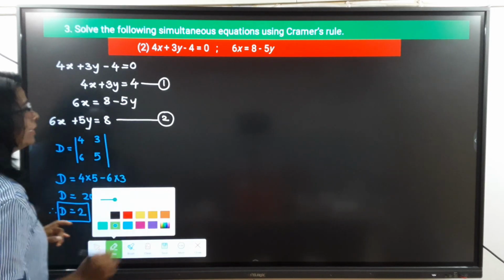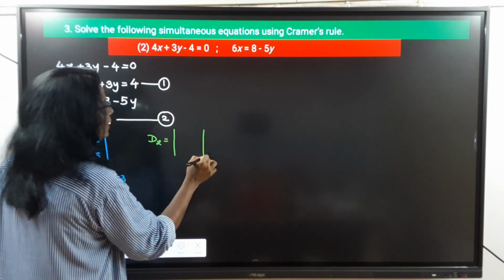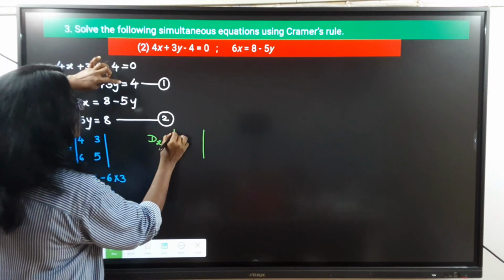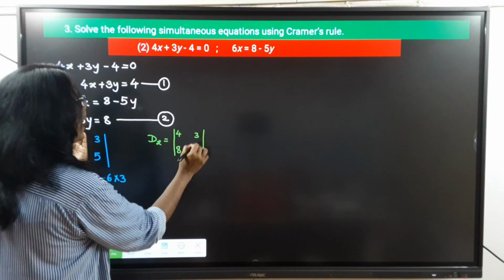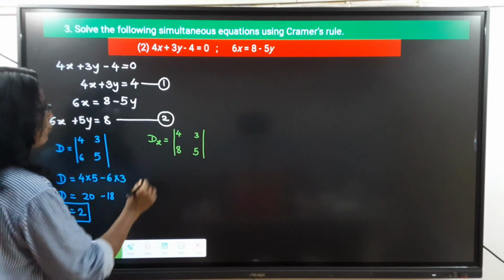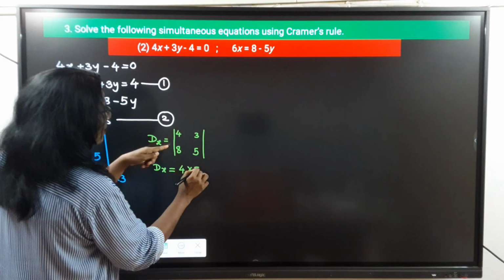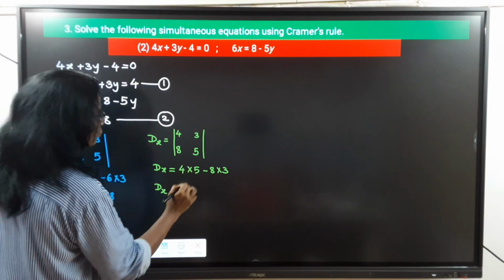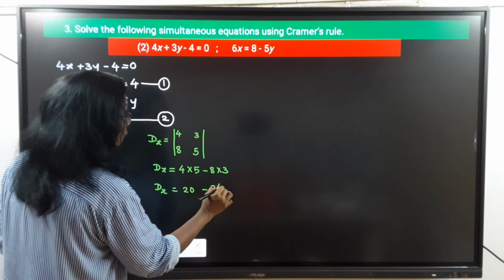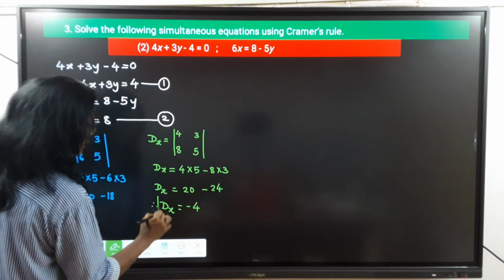Then next, we have to arrange D of x. The arrangement of D of x is that in the first column write down the constants, 4, 8. And then write down the second column as it is in D. So D of x is equal to 4 multiply 5 minus 8 multiply 3. Therefore, D of x is equal to 20 minus 24. Therefore, D of x is equal to minus 4.